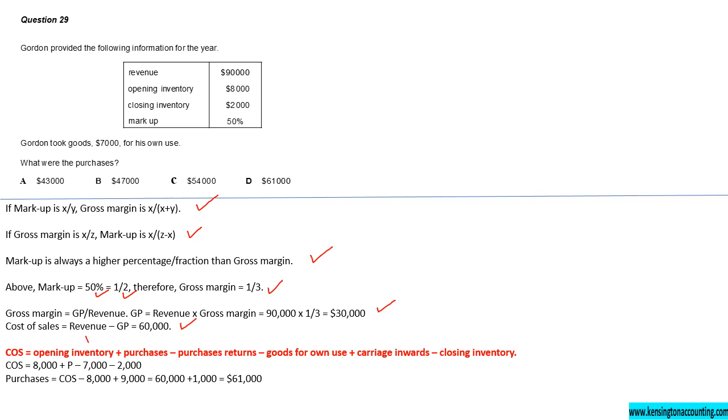Now, the definition of cost of sales in the trading section of an income statement: cost of sales is opening inventory plus purchases minus purchases returns minus goods for own use plus carriage inwards minus closing inventory. Now, just substituting all the figures in this equation, we have cost of sales. Opening inventory is 8,000. Purchases we need to find out. 7,000 is goods for own use. Purchase return is nil here. Carriage inwards is also nil. And closing inventory is 2,000. That's minus 2,000. Therefore, by solving the equation, we find purchases is equal to 61,000. Therefore, the correct answer is D.